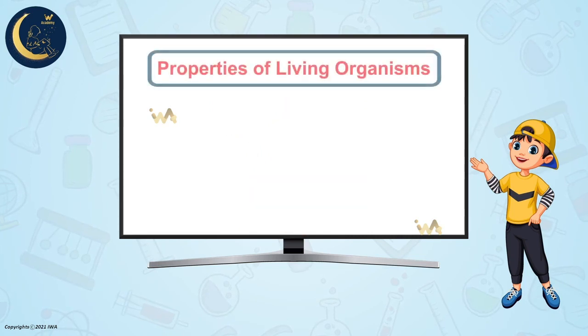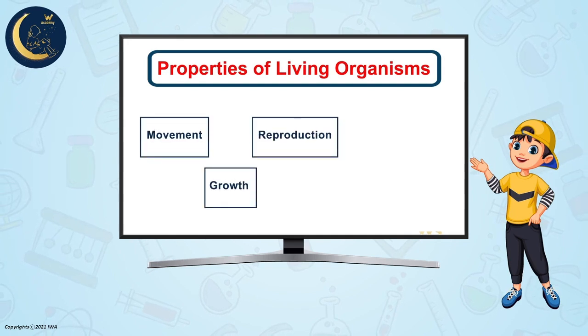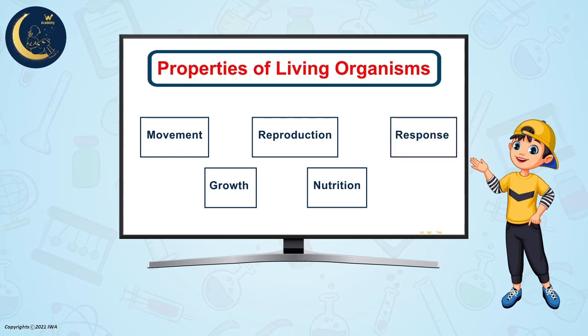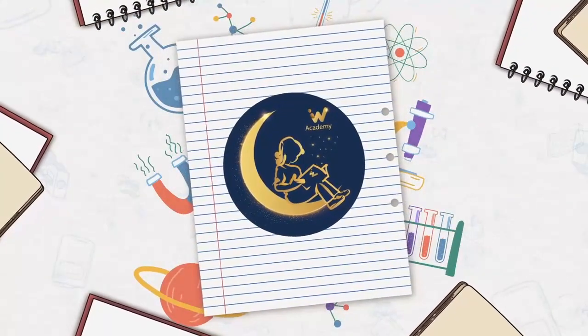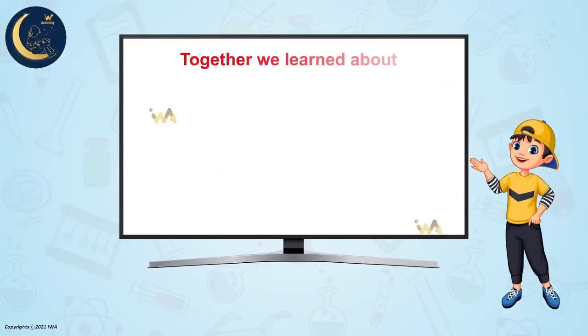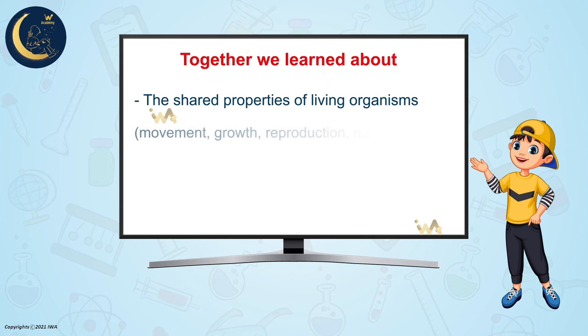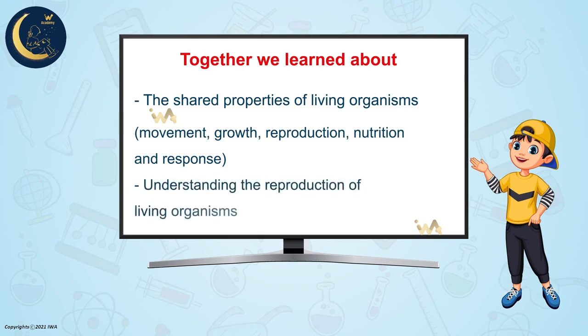So, my friends, all living organisms share certain properties and are excellent at movement, growth, reproduction, nutrition, and response. And so we have learned about the shared properties of living organisms: movement, growth, reproduction, nutrition, and response, and we can now understand the reproduction of living organisms.